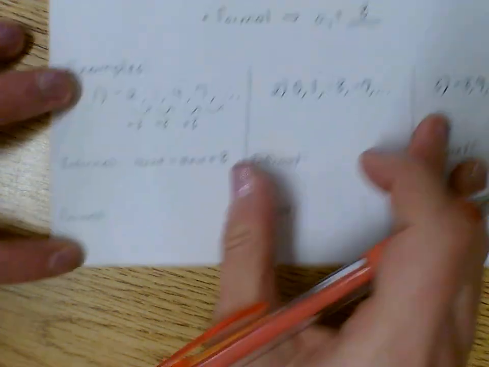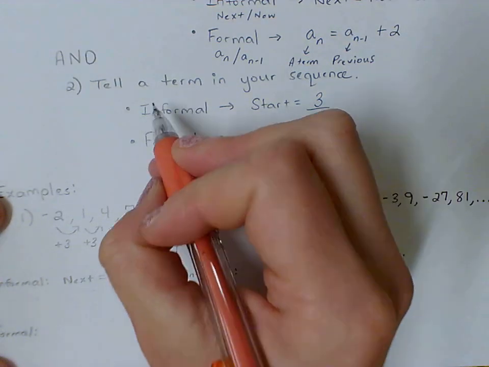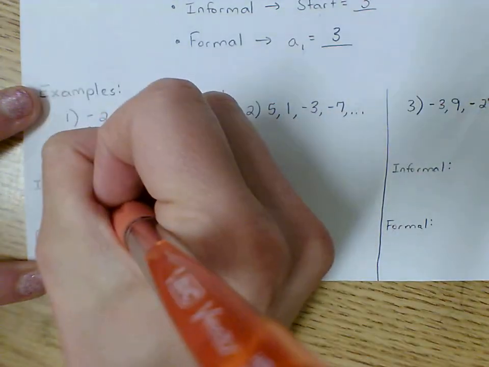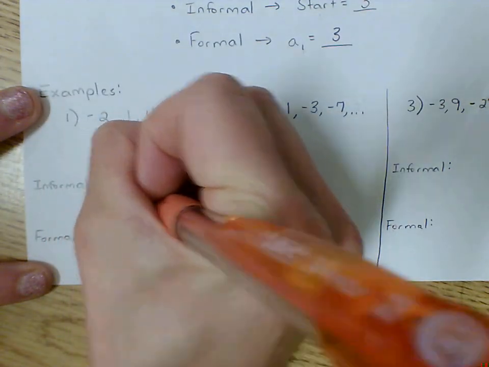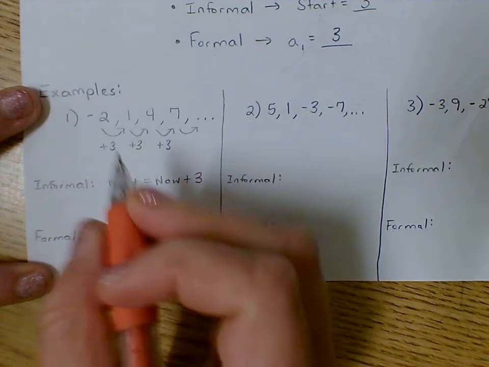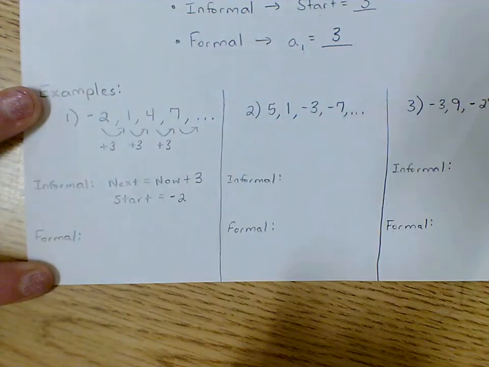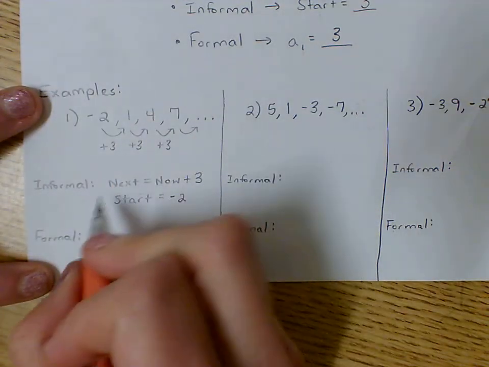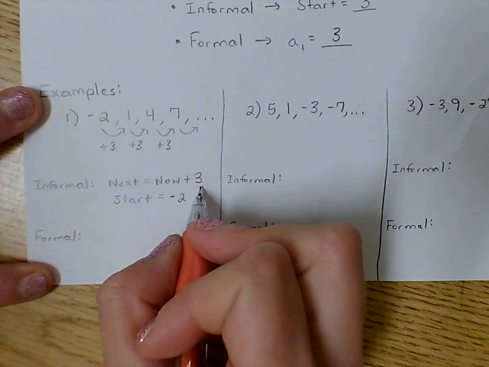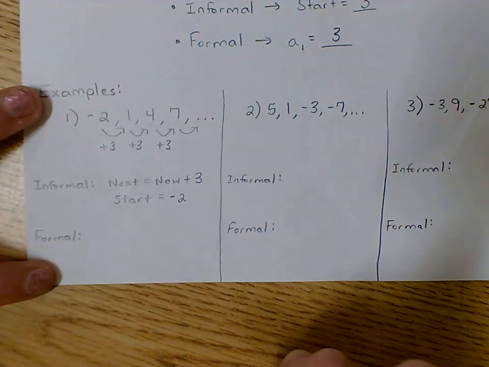And then remember, the other thing that you have to write is this part. You have to tell a term in your sequence. So we usually tell where it starts. So you'll go right underneath it and you'll say, okay, where does it start? Well, the first term here is -2. So it starts at -2. So that's telling whoever's reading this to start at -2, and you're going to add 3 to build that sequence. And so that's the reason why that represents that sequence.